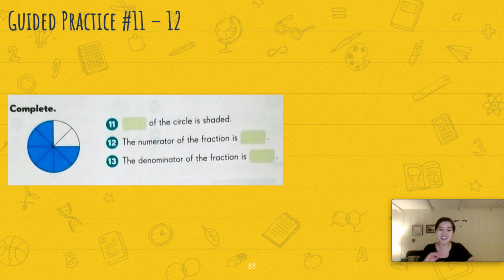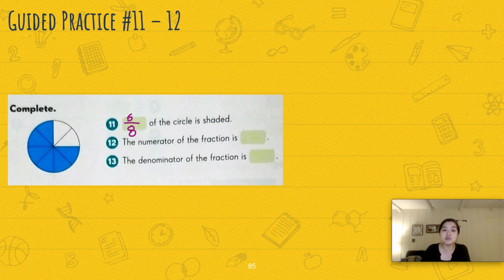All right, hey again. Let's try 11. Of the circle is shaded. So this is talking about a fraction. What fraction of the circle is shaded? So you know you need a fraction bar. And the numerator is the top number, so it's 1, 2, 3, 4, 5, 6. And the total parts is 10. I'm sorry, total parts is 8, because there's 1, 2, 3, 4, 5, 6, 7, 8. And 8 goes in the denominator.